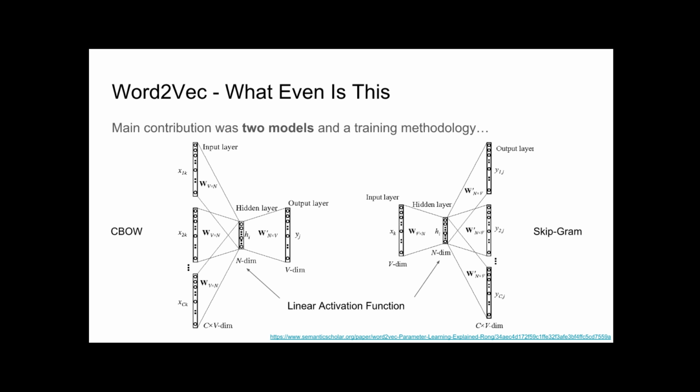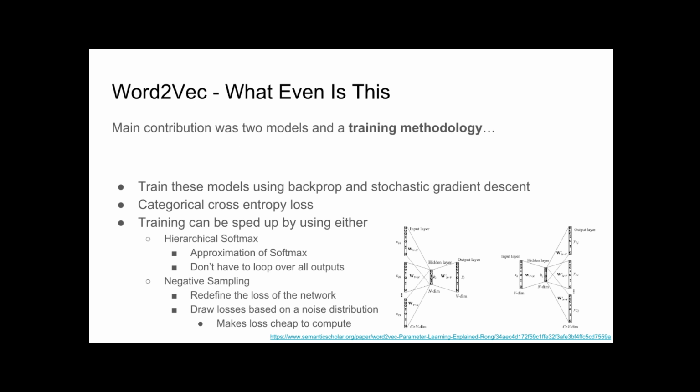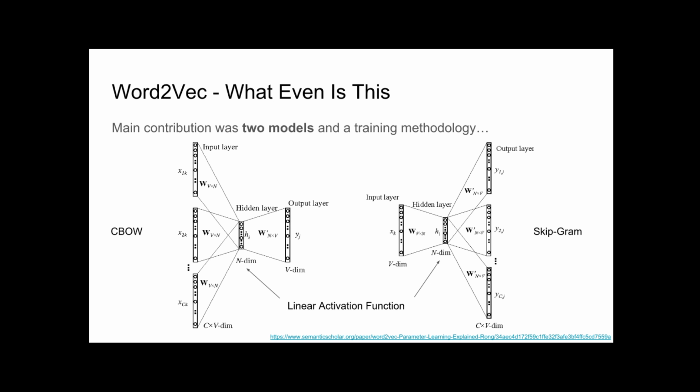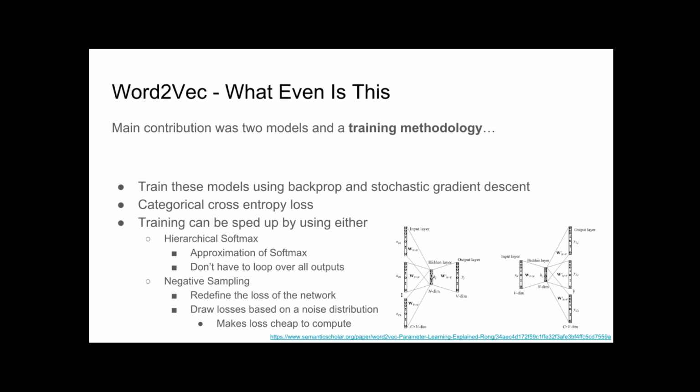In the middle, these are the actual word embeddings, but we're going to talk about those in a bit. So those are the 2 models that the Word2Vec paper introduced. And the second thing that the author introduced was a training methodology. So you could do things like this. This was novel to an extent, but it wasn't the big thing. The big thing was being able to do this fast.